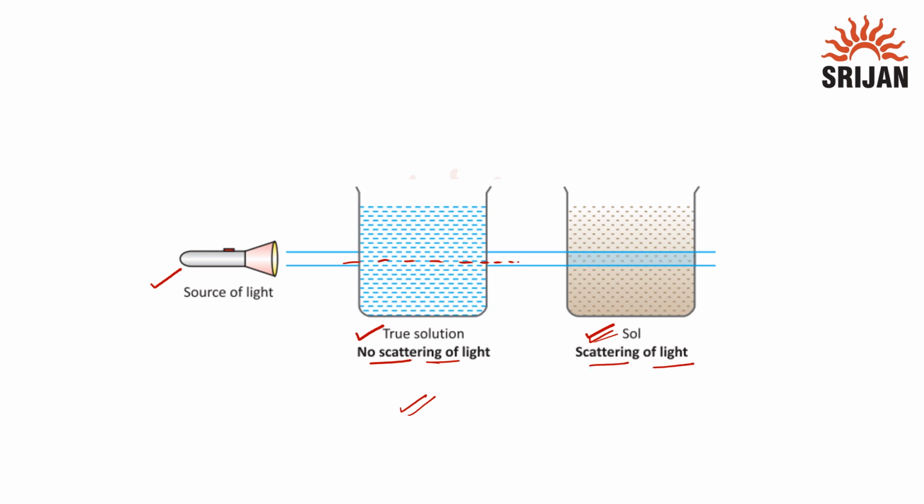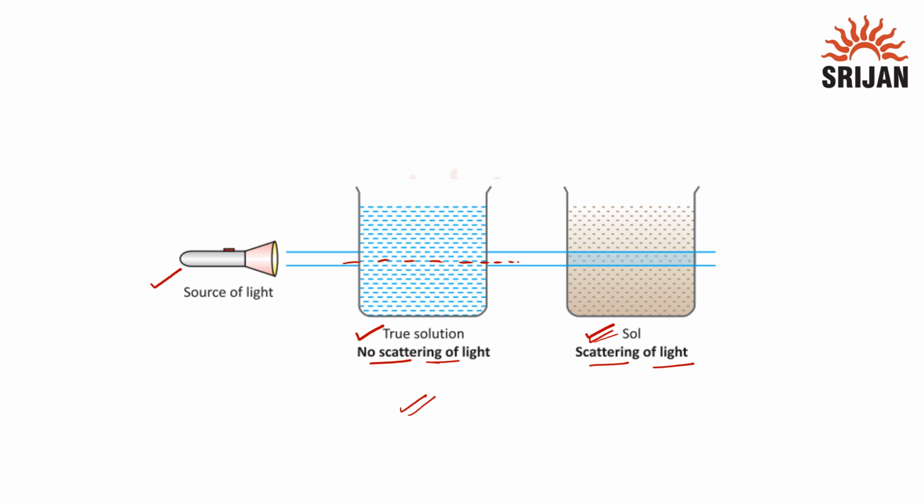This is because particles of colloid do not permit the light to pass through it completely. Therefore, the light beam is scattered by particles of colloid, and hence the path of scattered light becomes illuminated or visible, and this effect is called as Tyndall effect.